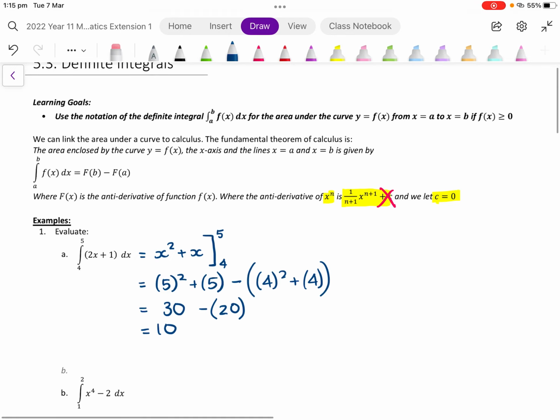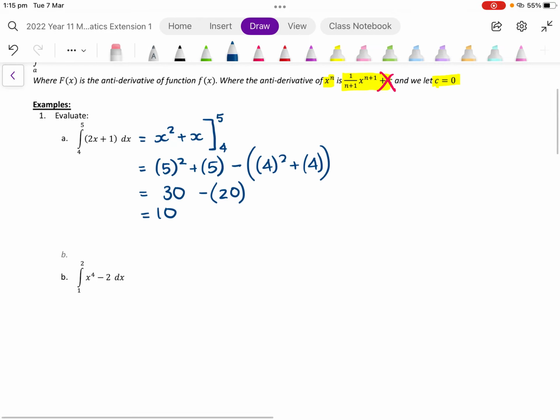For our second example, we want to find the integral from 1 to 2 of x to the power of 4 minus 2 dx. So how we calculate the antiderivative is 1 over n plus 1, x to the power of n plus 1. So it's 1 over, our n is 4, so 1 over 4 plus 1, x to the power of 4 plus 1, minus the antiderivative of 2, which is 2x, and then we put our square bracket and our boundaries either side.